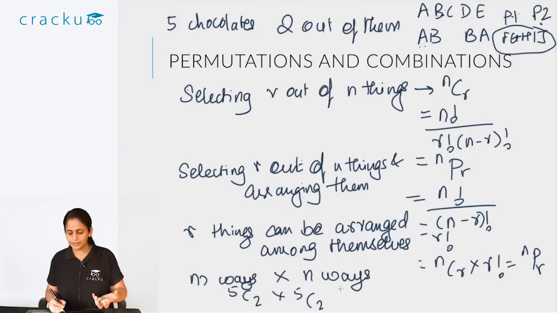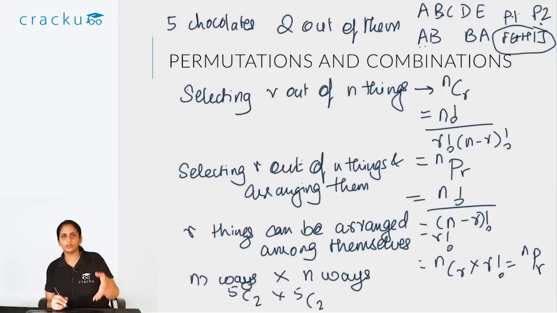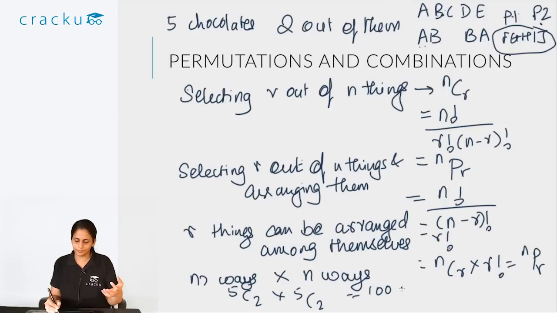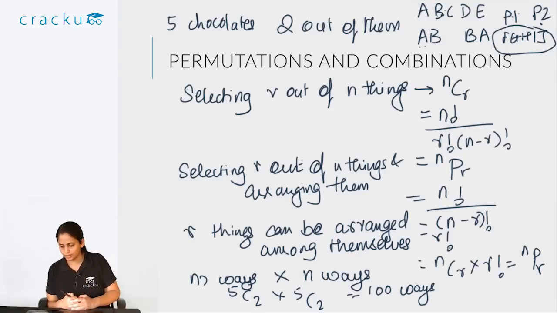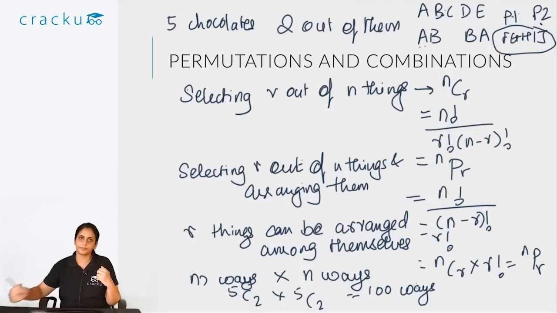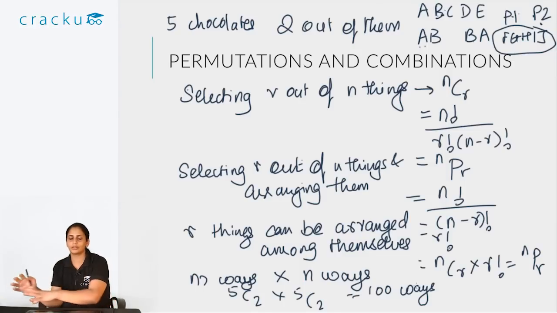So 5C2 is basically 5 factorial divided by 3 factorial into 2 factorial. That is 4 into 5 divided by 2. So that is 10. 10 into 10, this is 100 ways. So this is the basic fundamental behind arrangement and selection as such. So whenever you are supposed to do a series of things, first figure out whether they are independent of each other. If they are independent of each other, you count the ways for the first thing, you count the ways for the second thing, you multiply them together and you get the total number of ways.